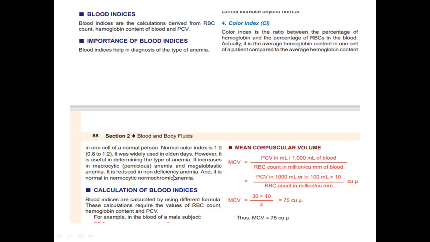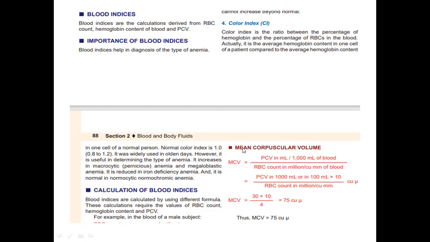So in iron deficiency anemia, we have hypochromic anemia, decreased color index. That is found in iron deficiency anemia because without iron, there is decreased hemoglobin. And when there is decreased hemoglobin, the color index will decrease, because color index depends on hemoglobin. Okay, good. So now we need to look at how to calculate each of the indices. We'll take an example to calculate each of the indices.